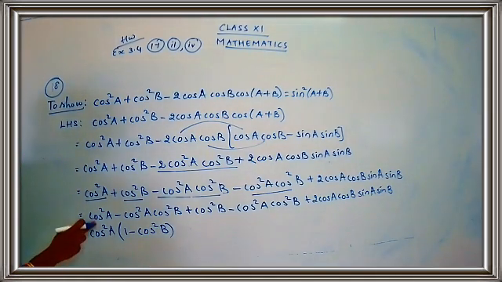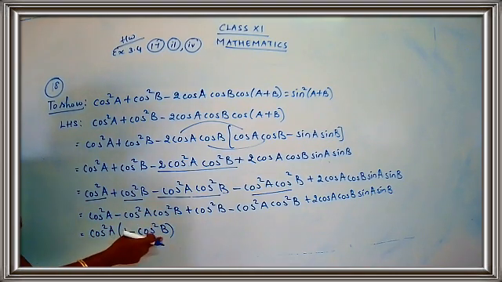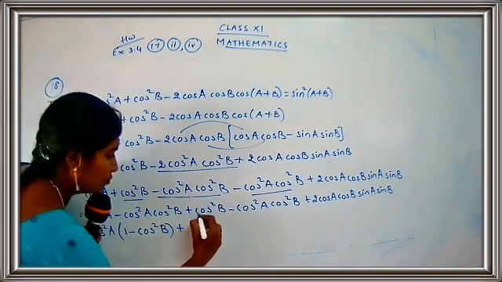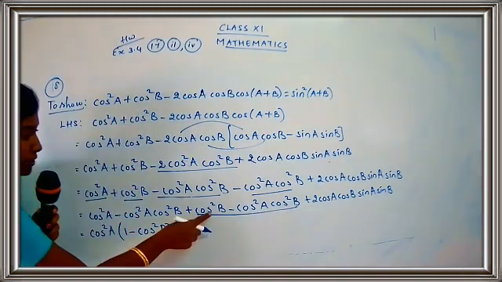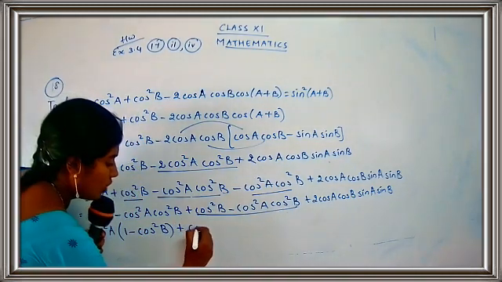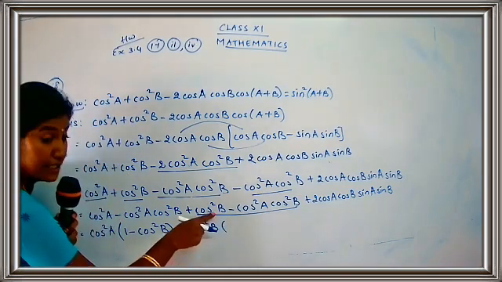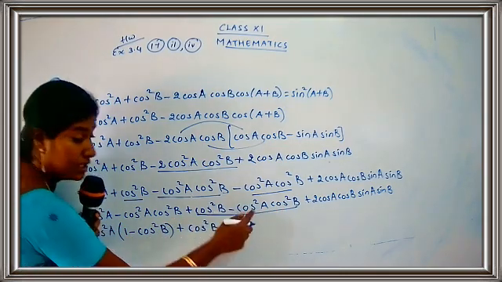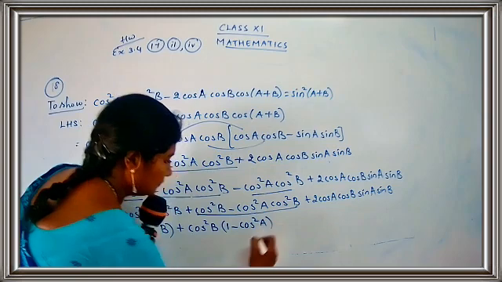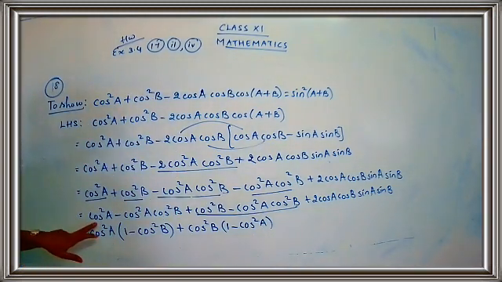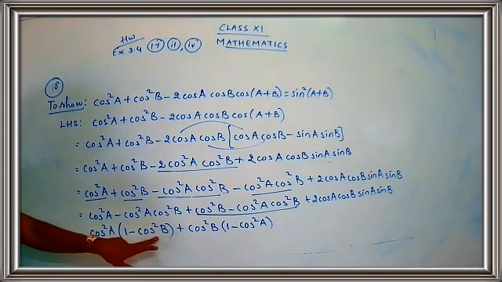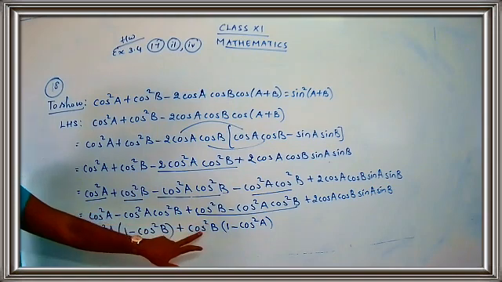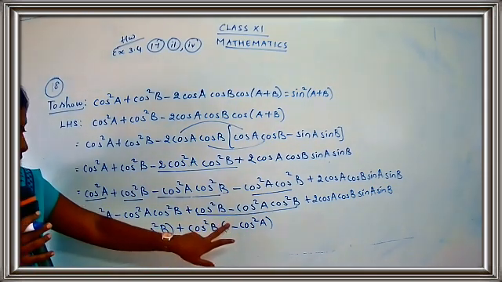See carefully, children. Cos square A, what is left here? 1 minus cos square B, plus, from these two terms, what can be taken common? Cos square B can be taken common. What is left here? 1 minus cos square B is taken common. So what is left here? Cos square A. See? Very easy. Cos square A is taken common. So what is left here? 1 minus cos square B plus cos square B is taken common.